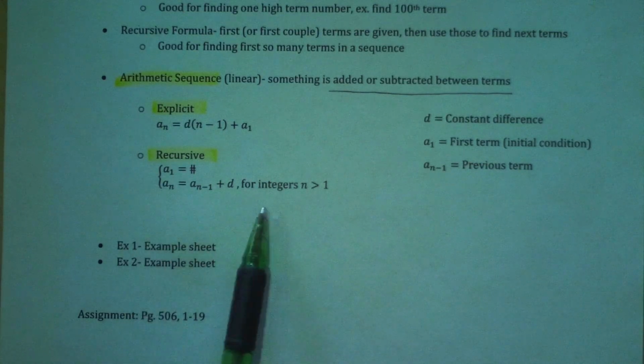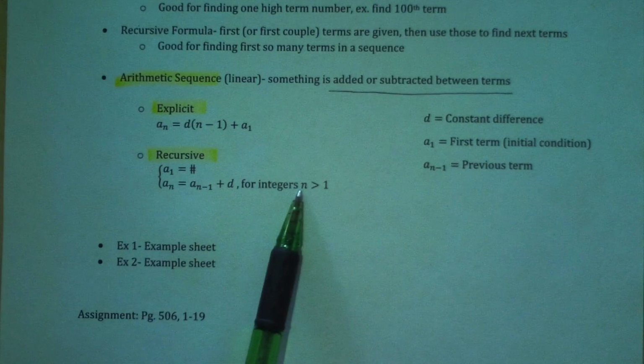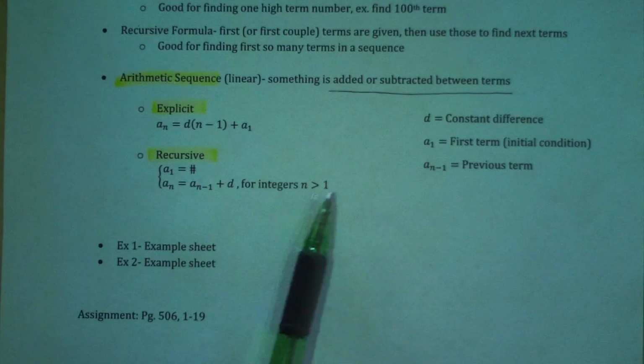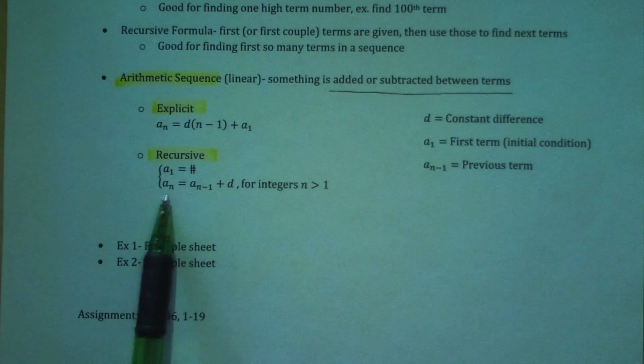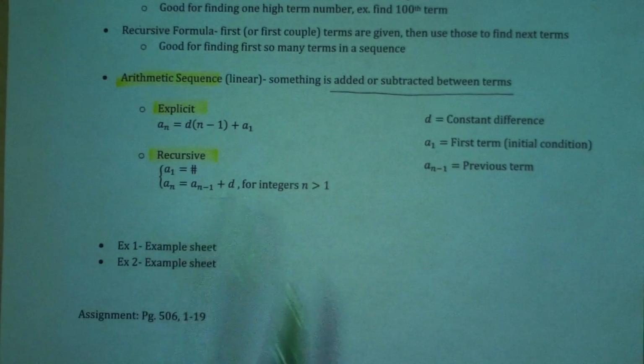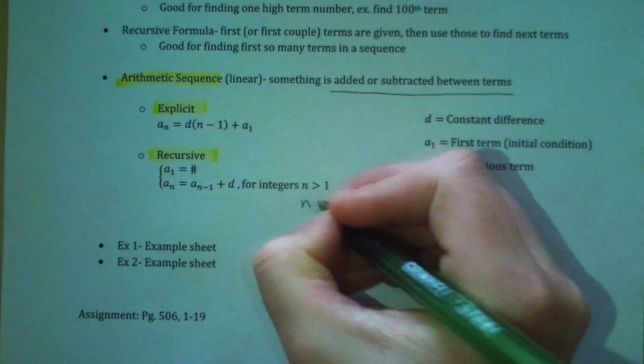Sometimes the book will also have it as n is greater than or equal to 2. For these purposes, those mean the same thing. It's just saying that you're starting at the second term and going on from that. I don't care which way you write it. Okay, let's take a look at some of these here.